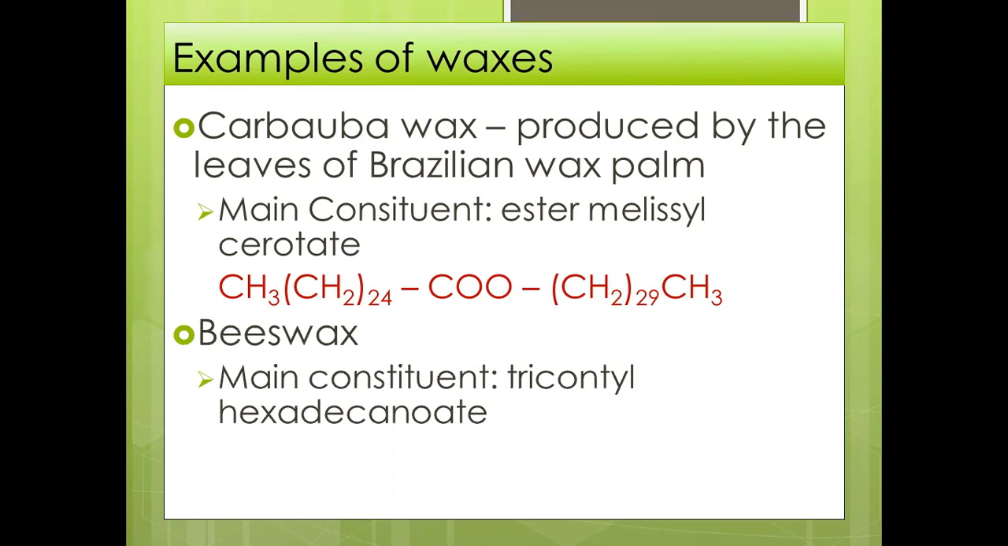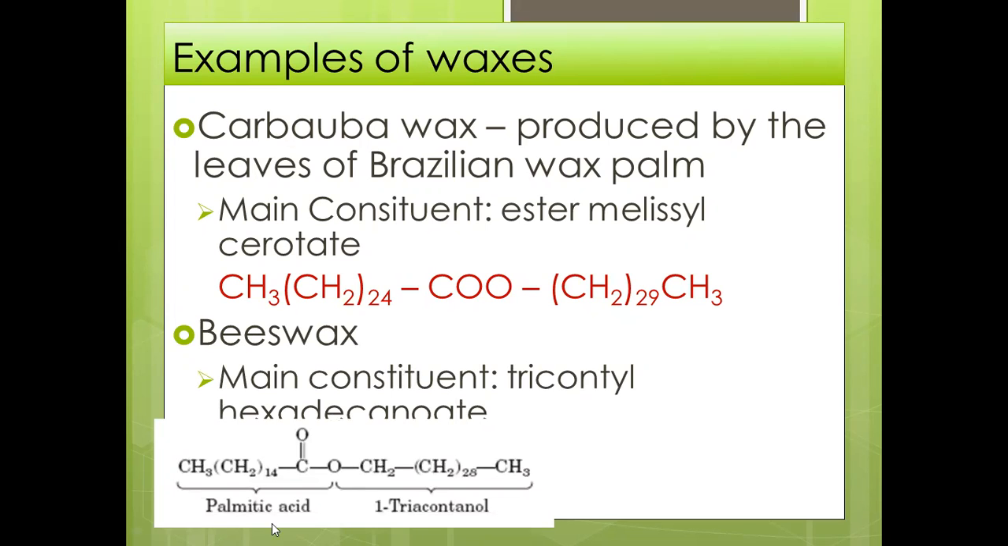Then you also have beeswax. Its main constituent is tricontyl hexadecanoate. You have the part which is palmitic acid, with the ester bond, and 16 carbons here with the COO, the ester part of the palmitic acid, and then you have the tricontanol. So this is the main constituent of beeswax.